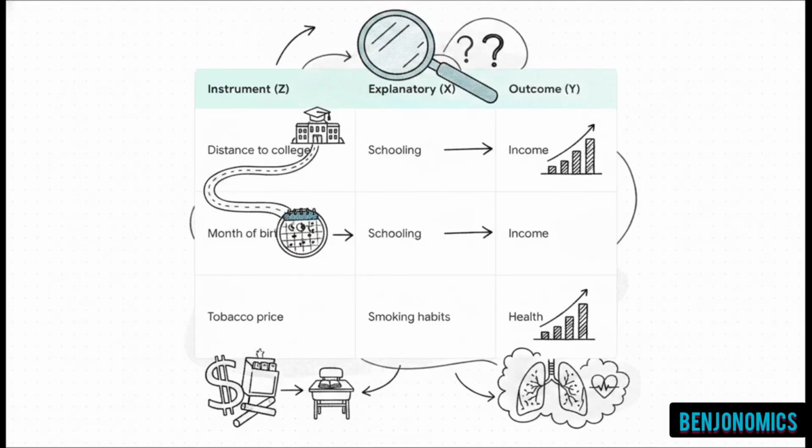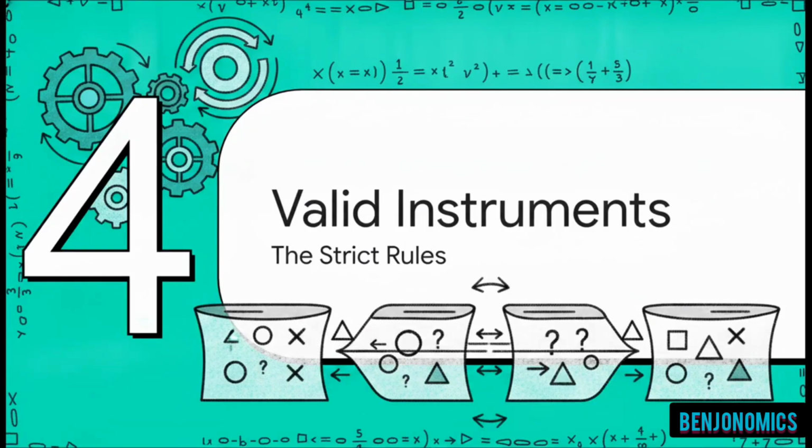And researchers have come up with some incredibly clever instruments over the years to act as these filters. For example, to filter out that ability bias in education, some have used the physical distance someone lived from a 4-year college growing up. Others have actually used a person's month of birth. Or think about smoking and health. You can't just run a simple regression because genetics mess up the data. So what do they use? The price of tobacco as an instrument. It's brilliant. But you can't just pick anything. That's part 4, rules of valid instruments.